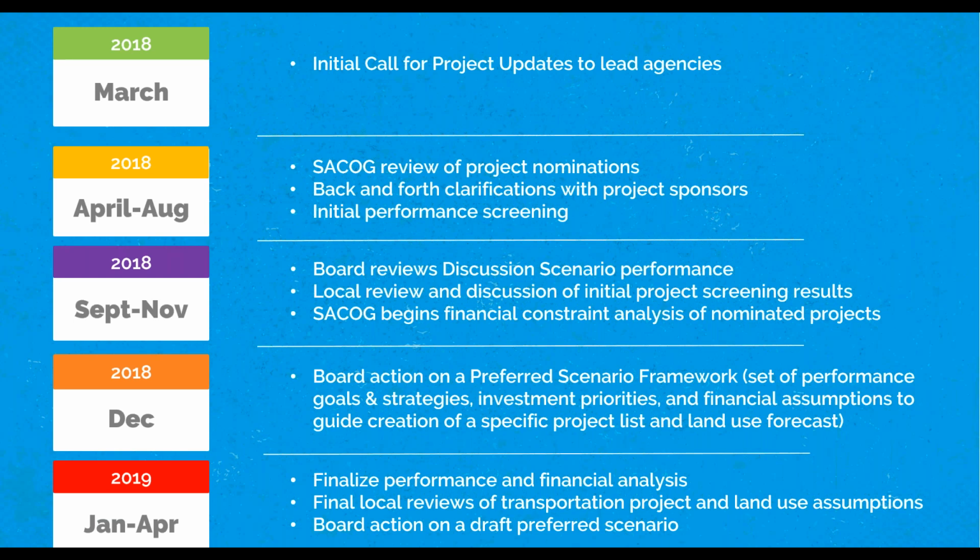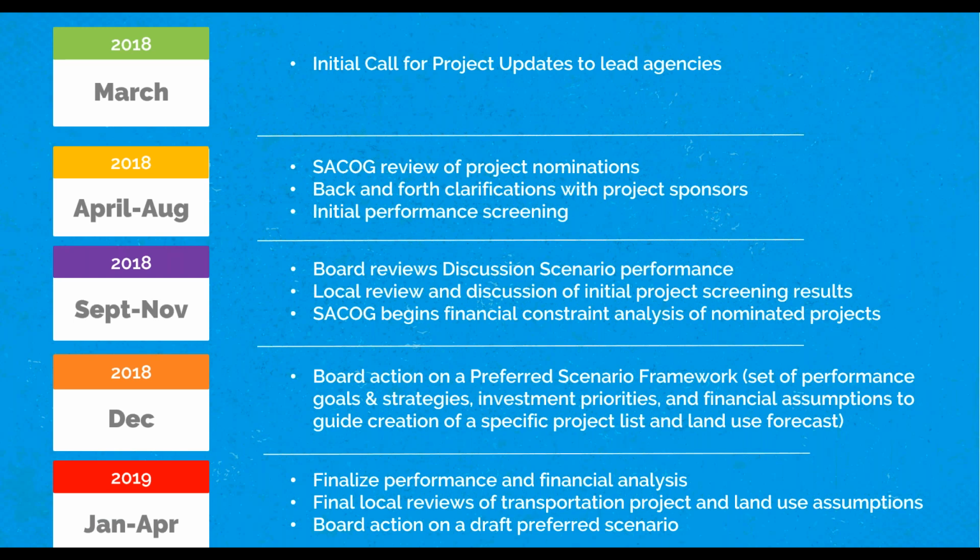We're going to be asking you to review the projects that we've included in the discussion draft scenario, have a discussion about local priorities, have a discussion about the performance of different projects, and begin our financial constraint analysis of the nominated projects. And then, as I mentioned previously, in December, we'll have the board act on a preferred scenario framework, which is really just that set of goals, strategies, and investment priorities.